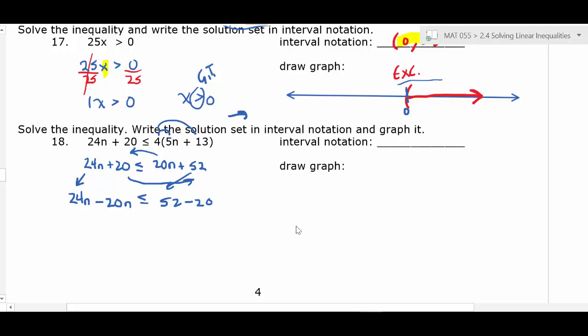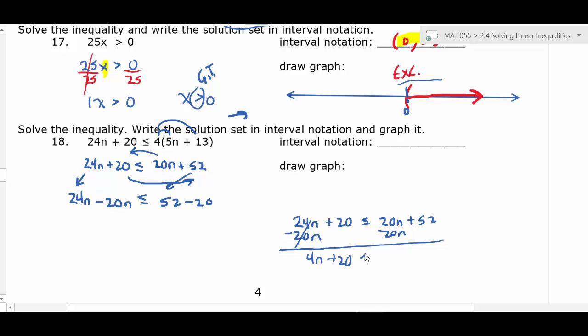Now, keep in mind, you can also write your steps this way. To me, I think the higher you get in math, the more important it is to just kind of rearrange things in your head the way I'm trying to train you to do. But you're really doing this. You're subtracting 20n from both sides. And this is the way students do this a lot.